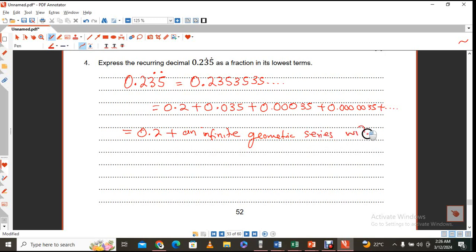With that part, the first term equals 0.035, and r will be nothing but if you take the second term, which is 0.00035, and you divide it by 0.035, you'll get 1 over 100. So in a nutshell, it means it's 0.2 plus the sum to infinity.